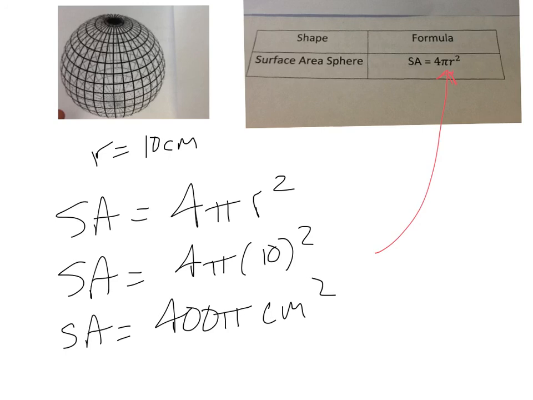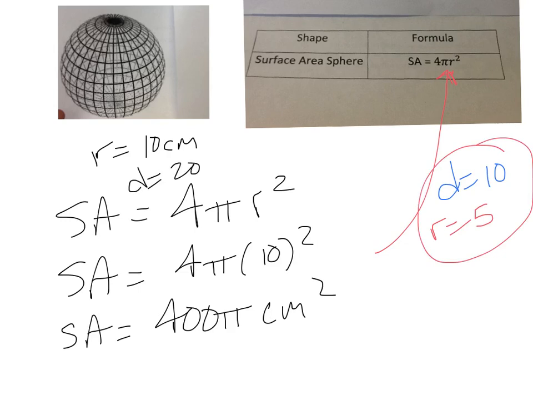On this question, remember, if we gave you the diameter, you would definitely have to cut it in half to get the radius, or vice versa. So that would be a totally different question. In this case, the diameter would have been 20 centimeters.